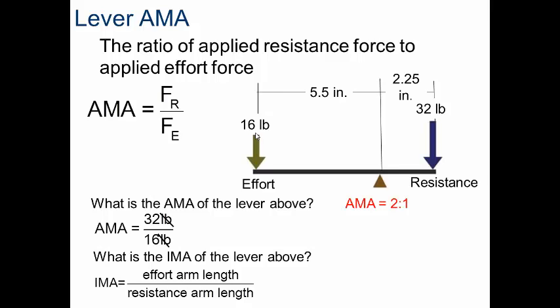The ideal mechanical advantage is, again, the ratio of the distances. So it's the effort arm length over the resistance arm length. Plugging in those numbers, our ideal mechanical advantage is 2.44. Okay, notice how these values are not the same. The actual mechanical advantage, again, takes in things like friction or air resistance or any unknown factors.